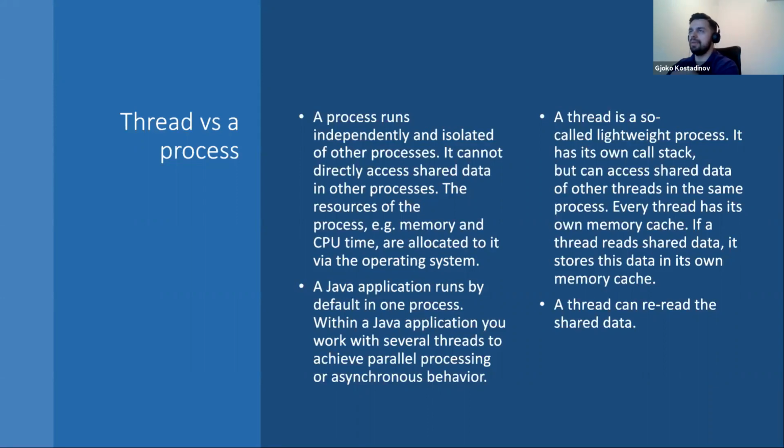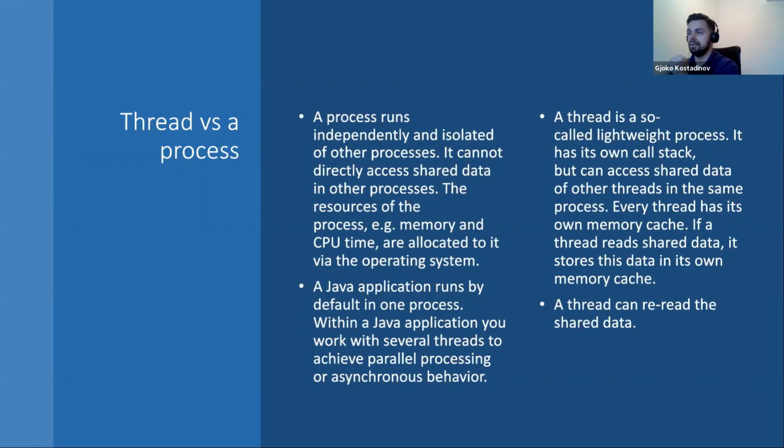Now in Java, we all have heard of the two main paradigms that are related with concurrent programming, and that's a thread and a process. What's the difference? A thread is a lightweight process and has its own stack of data and shares the data with other threads. And every thread has its own memory cache. And all the data is stored in its own memory cache. And a thread can reread that shared data that can be modified by other threads. Or also, at the same time, a thread can have data that's thread specific.